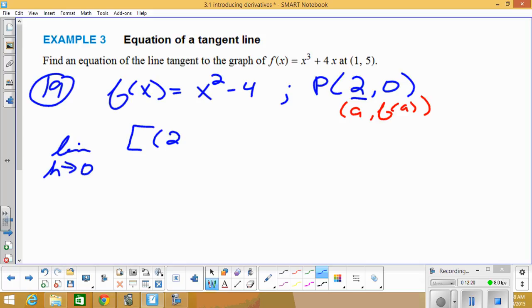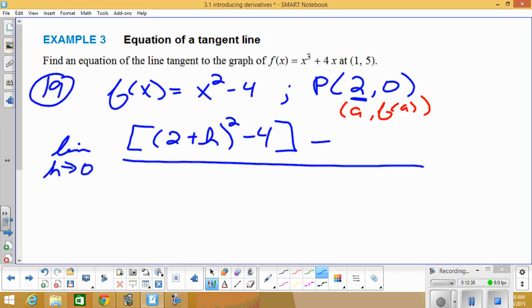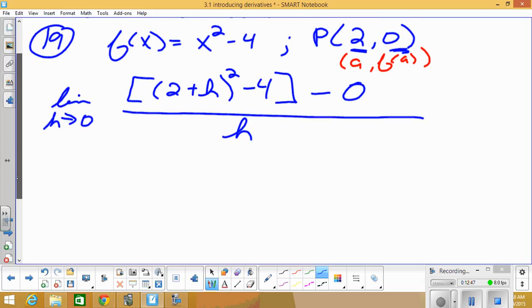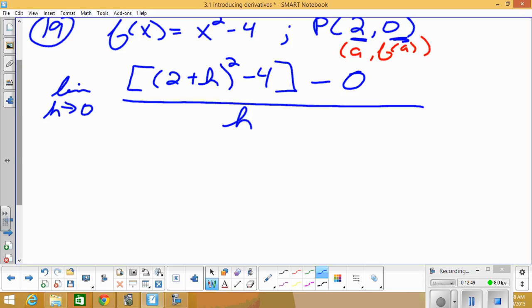Because my point is a, I'm going to plug it in. I don't have to; I could do it at the end if you want, or you could do it now. But I have the a plus h, plugging it into my x in this first point. Then I'm doing f of a, which is this value, so I'm just going to have minus 0 over h. Then from here, I need to simplify. I need to reduce this somehow, because otherwise I'm undefined.